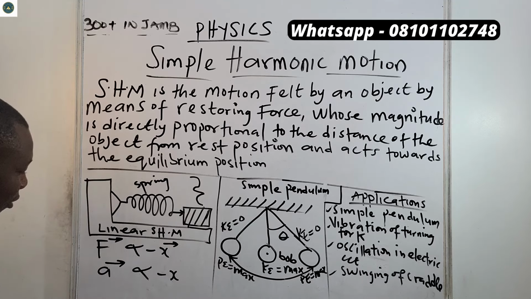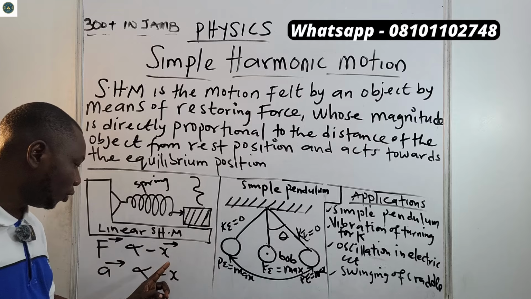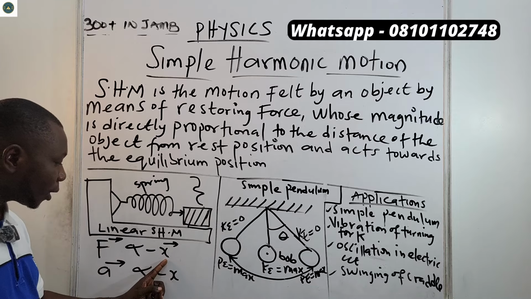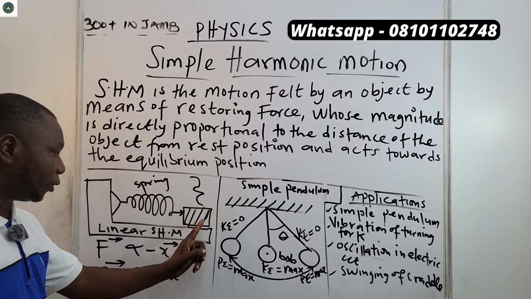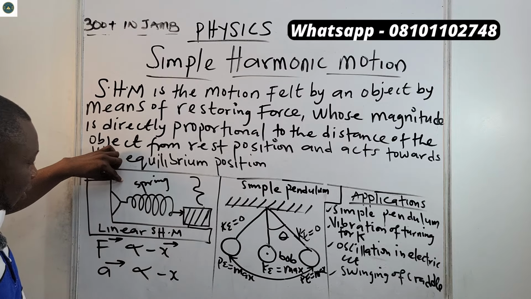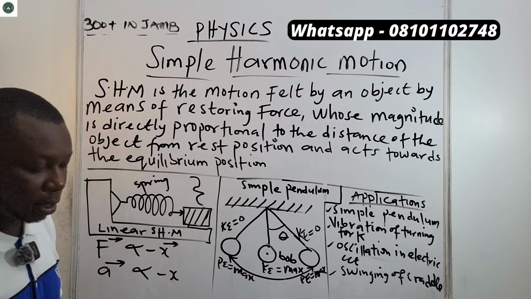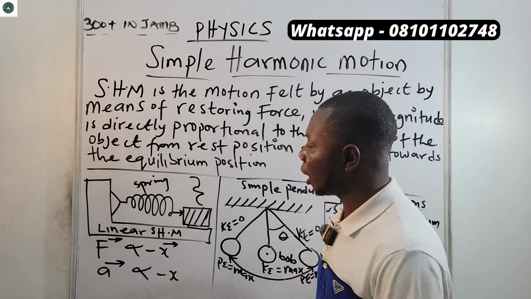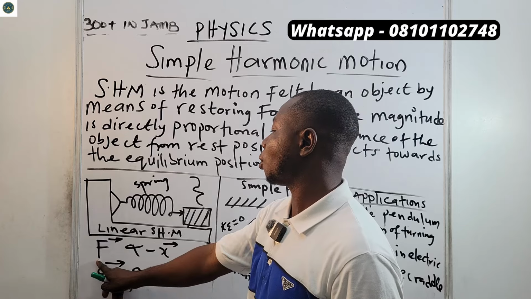So what does that tell us? The more force we applied to this block, the more the extension. Now, when the force is removed, what happens? The spring comes back to equilibrium. Equilibrium means it comes back to its state of rest. At that point, the distance becomes zero. Now, when distance becomes zero, it's as a result of the fact that the restoring force is zero.